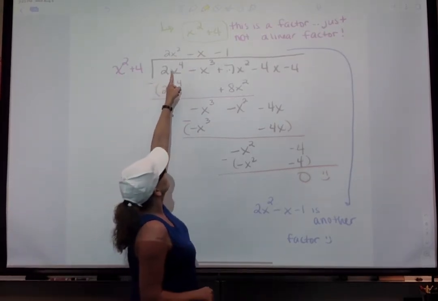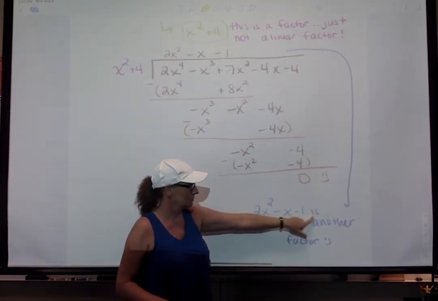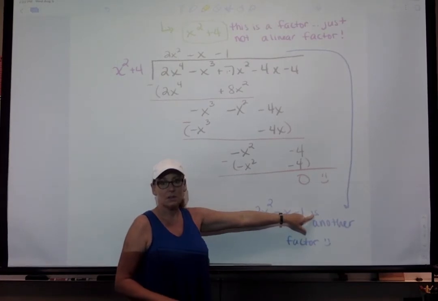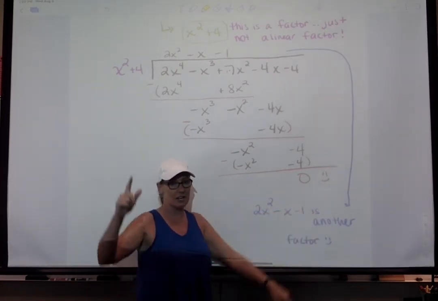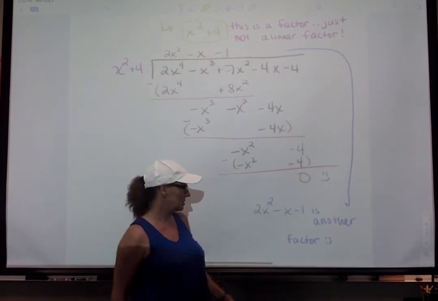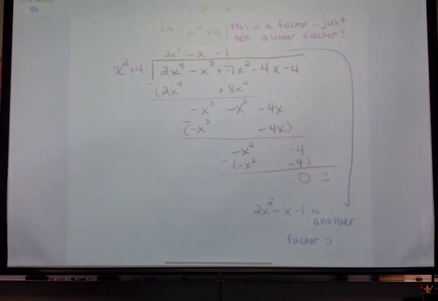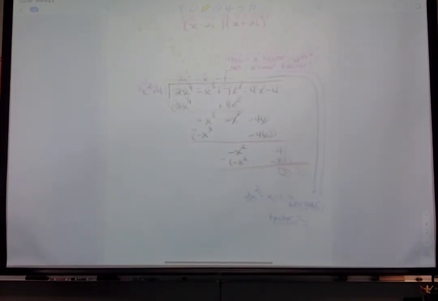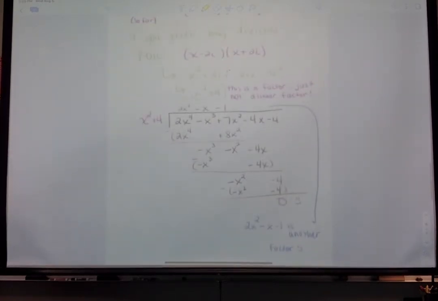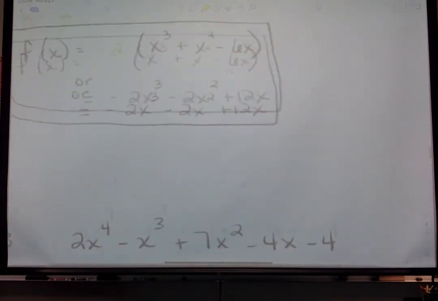See the answer that I got, 2x squared minus x minus 1? It's the same quadratic factor that I got the first time I did the problem with synthetic division. And now you can keep it going that way. So if you prefer long division, this would be where you want to take a screenshot and do the problems that way from now on.